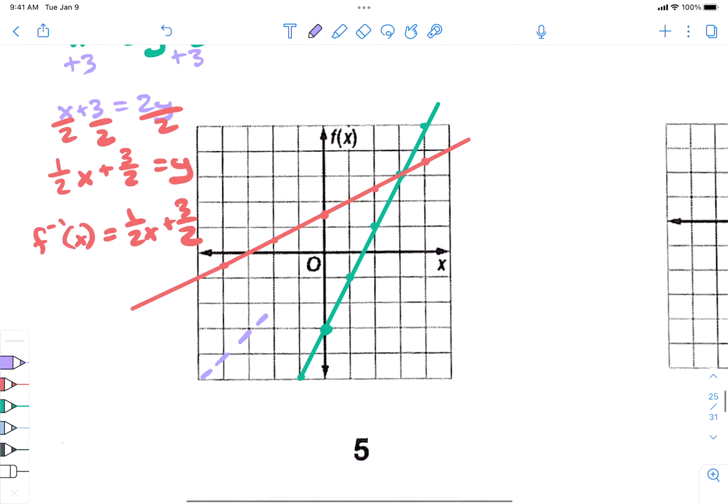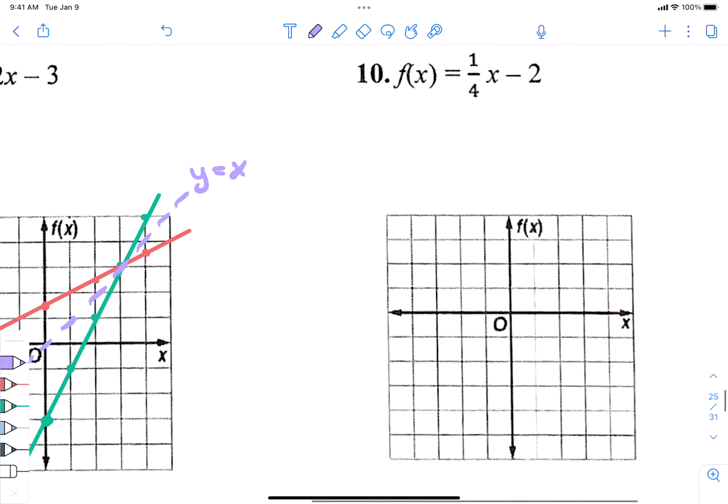This line, do you remember what its equation was again? y equals x. y equals x. Does it look like it's flipped over top of that? Yeah, it should.